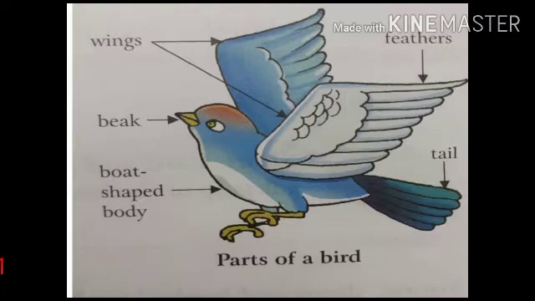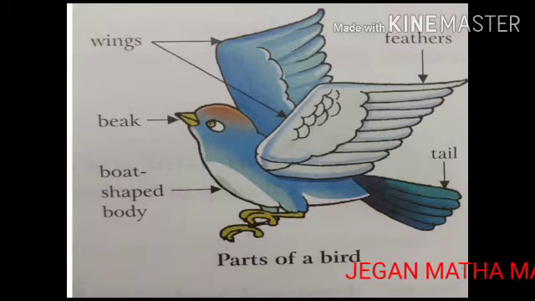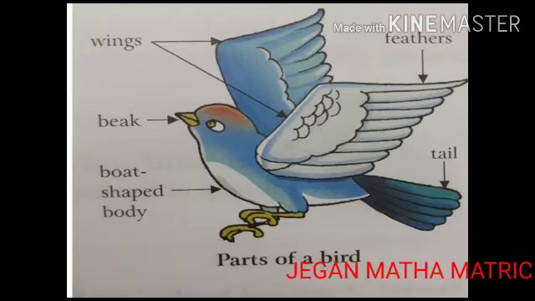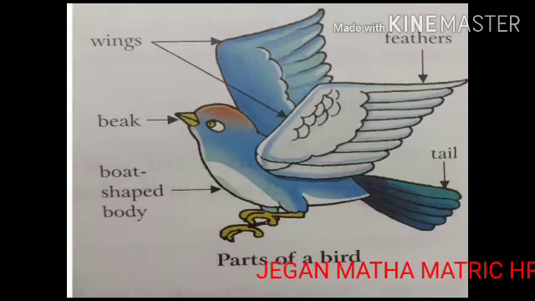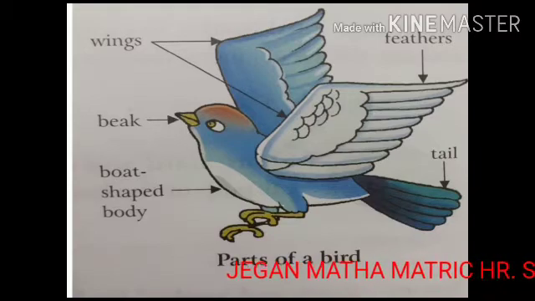These feathers help them to fly easily. Their body is covered with feathers. Unlike us, they do not have a mouth and teeth. Instead, they have a beak. They lay eggs from which the young ones are hatched.